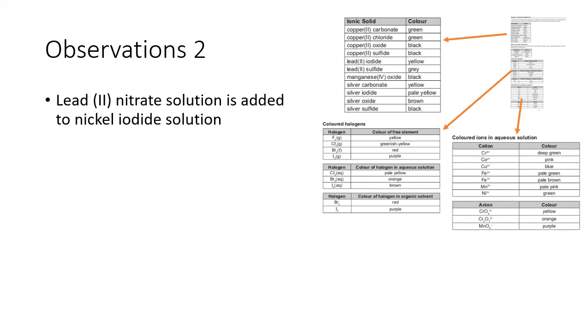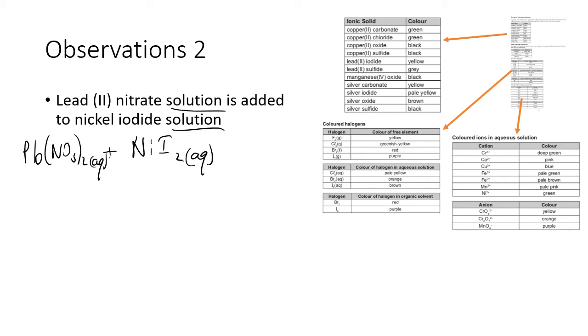Let's have a look at the next one. Lead 2 nitrate and nickel iodide. So let's write out the formula. Lead 2 nitrate, that's Pb(NO3)2, right? Plus nickel iodide, NiI2. These are both (aq). Because why? Because they're solutions, right?